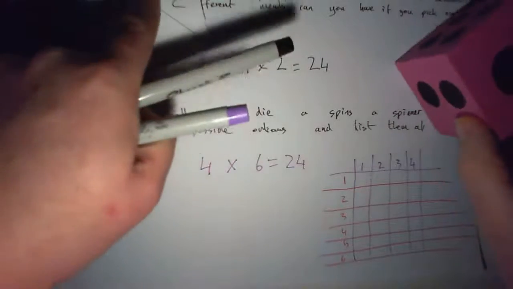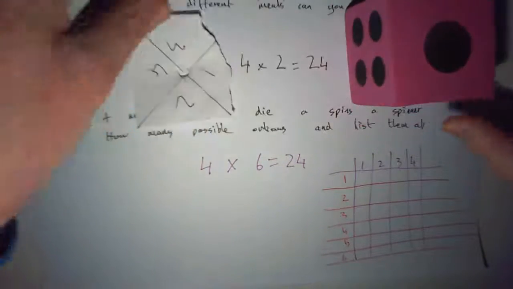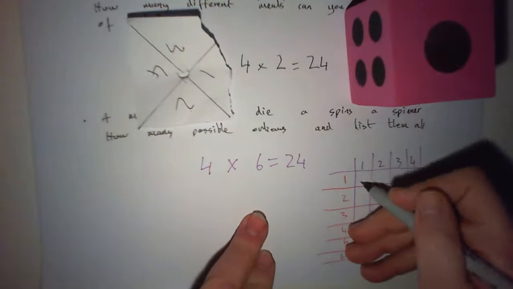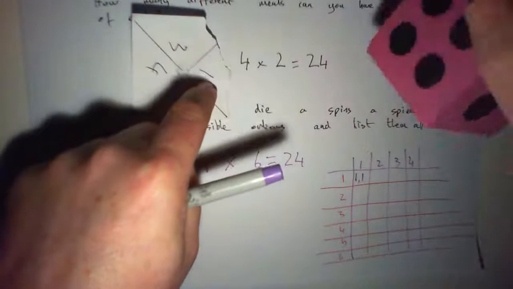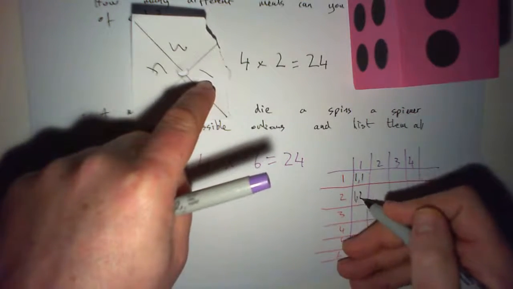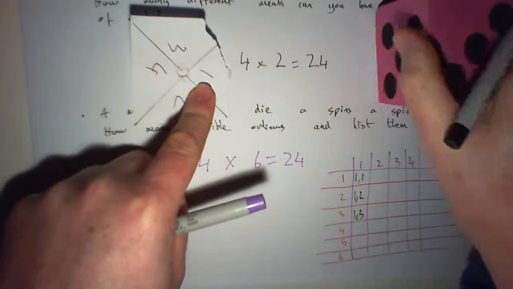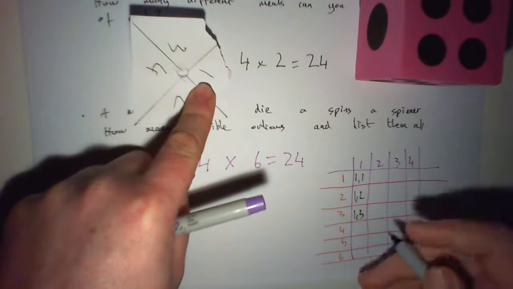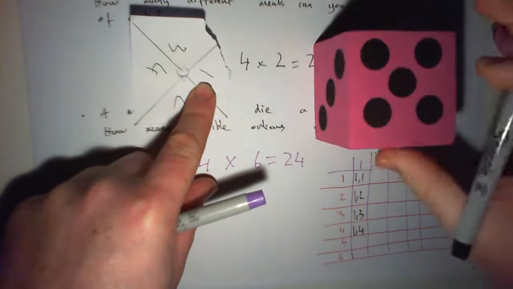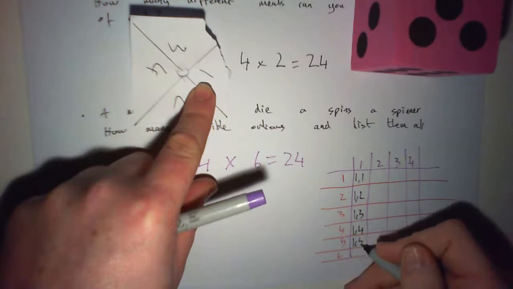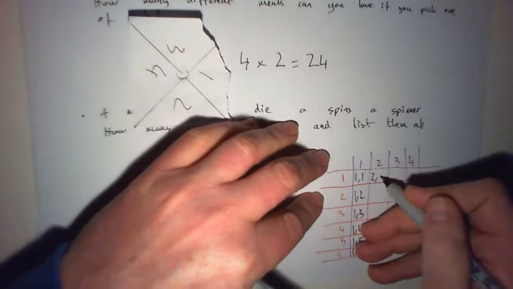Okay, let's fill it out. I roll a 1 and the spinner comes to 1. So you have 1, 1. I roll a 1, spinner comes to 2. So that's 1, 2. Roll a 1, spinner comes to 3. 1, 3. Roll 1, spinner comes to 4. 1, 4. Roll 1, spinner comes to 5. 1, 5. And then 1, 6. And you can see what's happening. You can just fill it up as you go along.